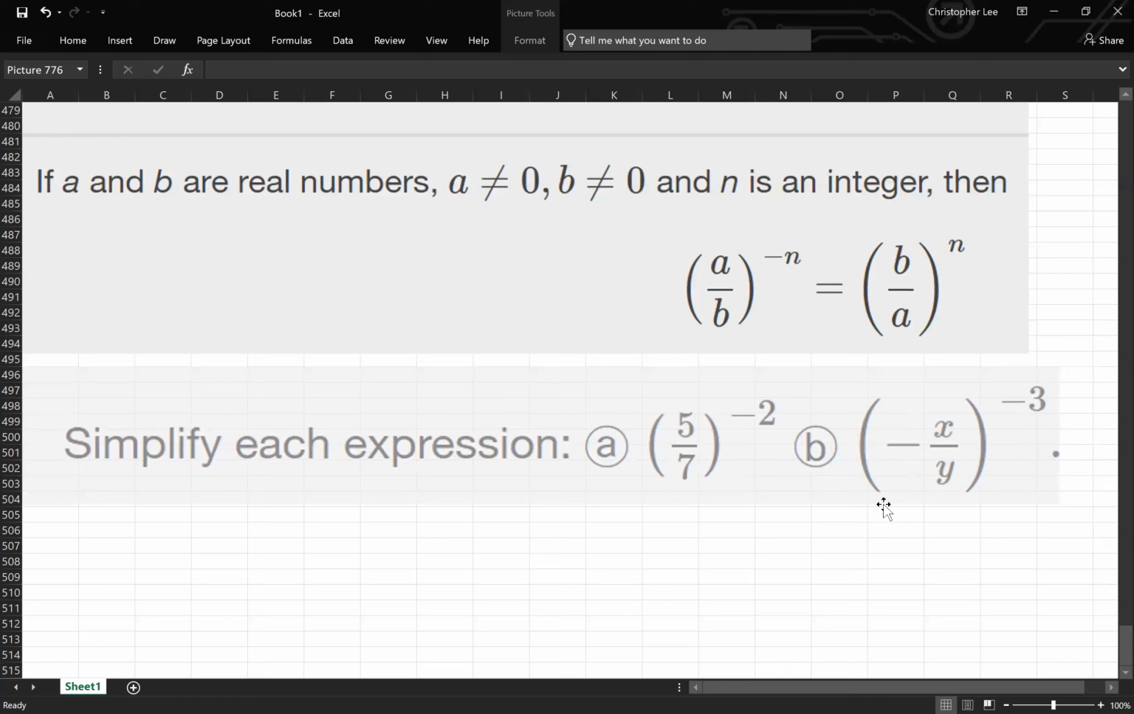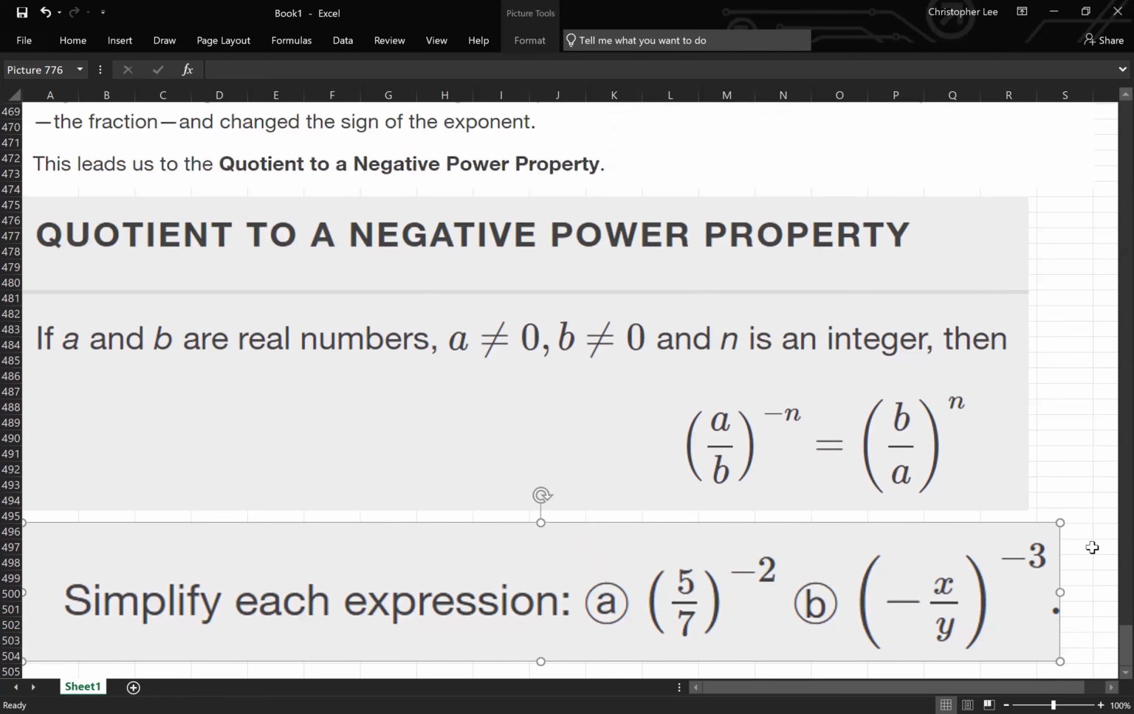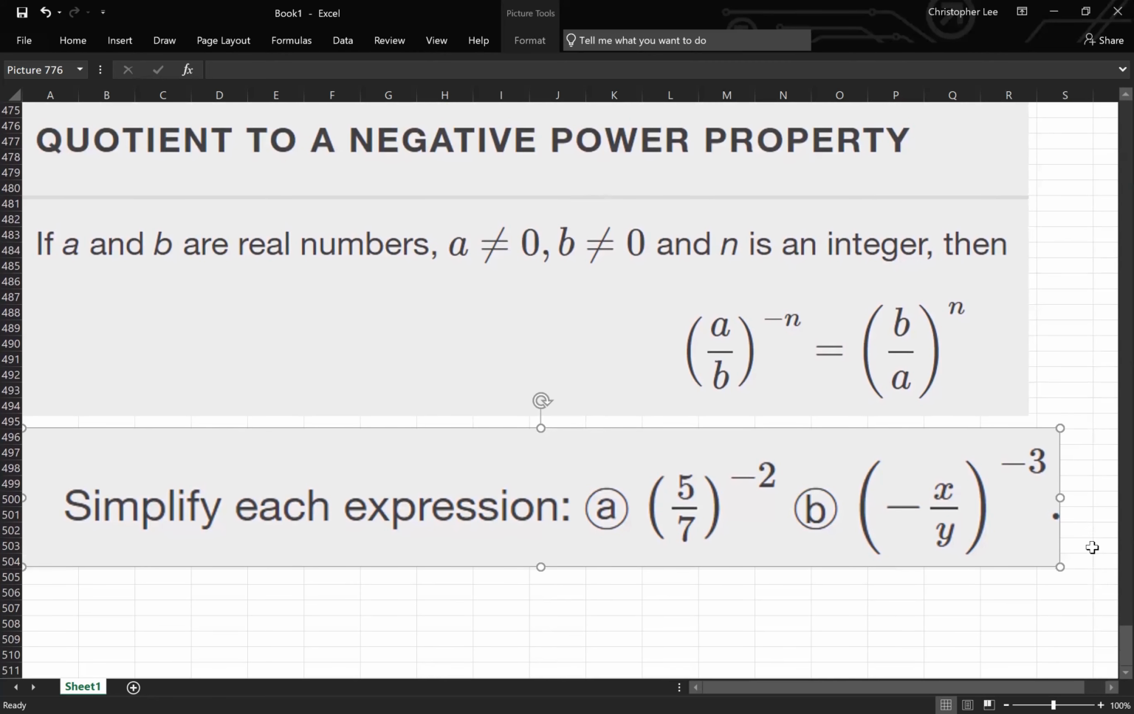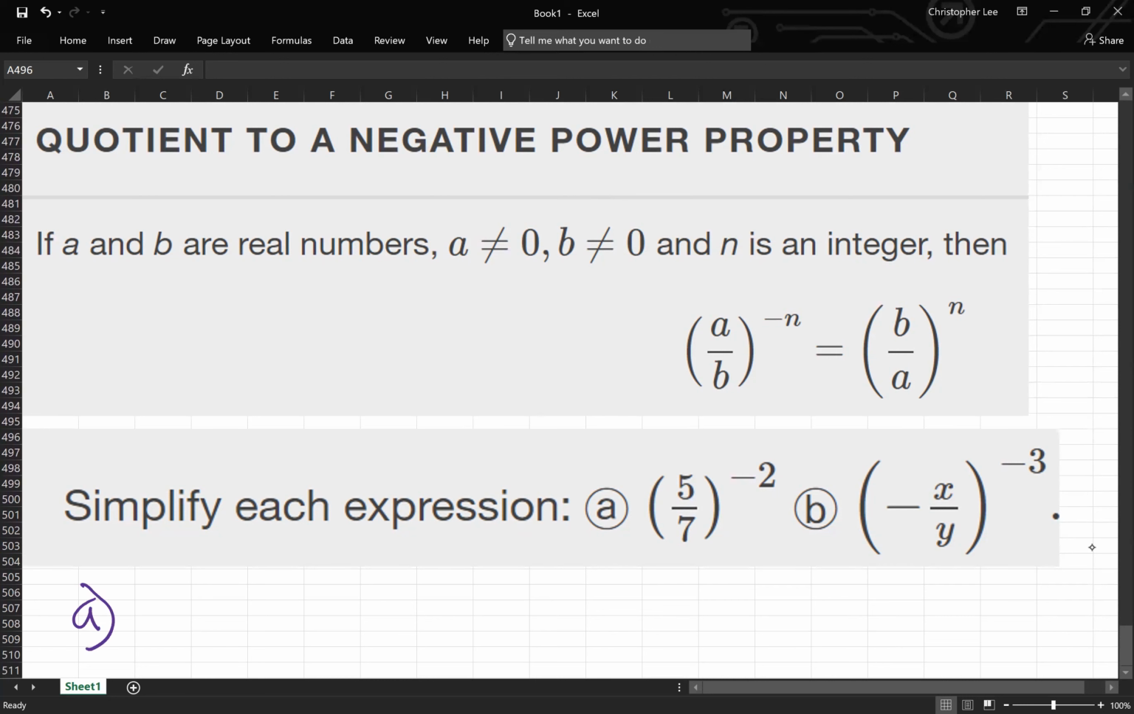For example, for A, I have 5 over 7 raised to the negative 2 power. So what am I going to do? Change the power positive and flip the inside. So what does that equal? That equals 7 over 5 squared. That's it. If you want to go a step further, 49 over 25, not necessary, but here you go.